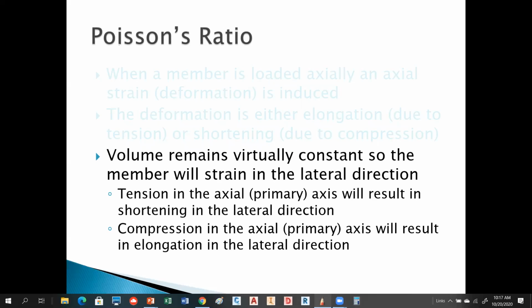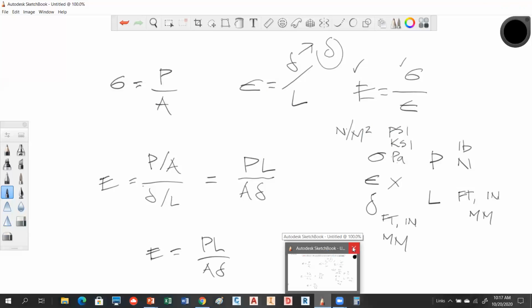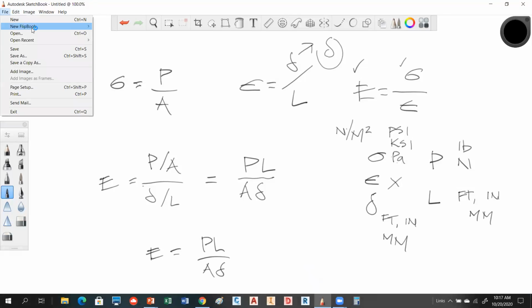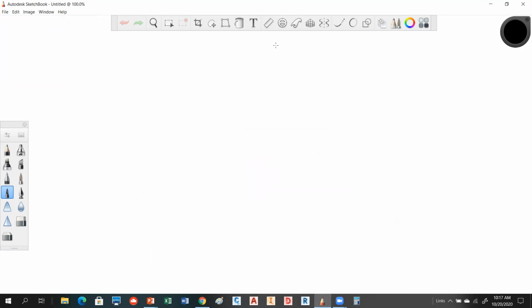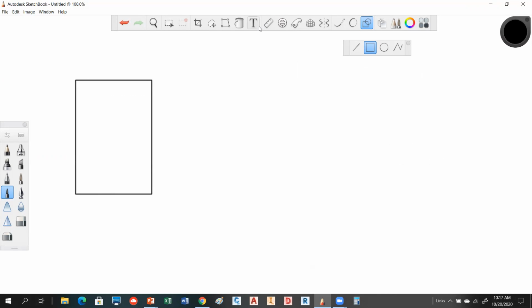Let's grab this real quick. Let me clear this up. Okay, so here's what we're saying. If we have a part like this, and let's say we are pulling on it with a force in this direction. So that's my axial direction. That's my longest direction, where we're going to experience the most deformation.